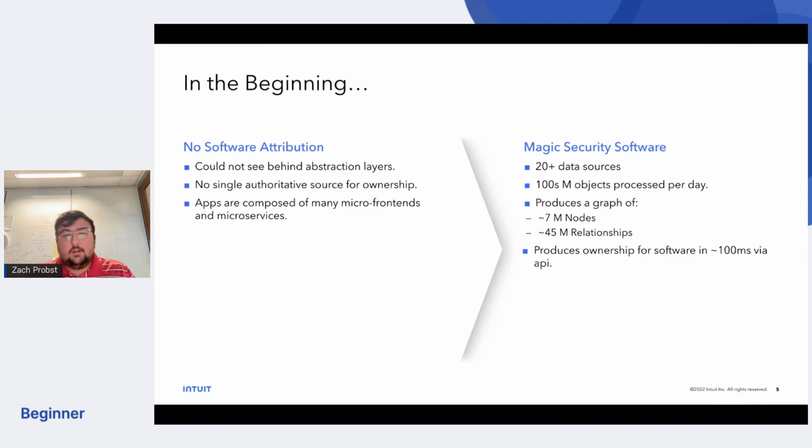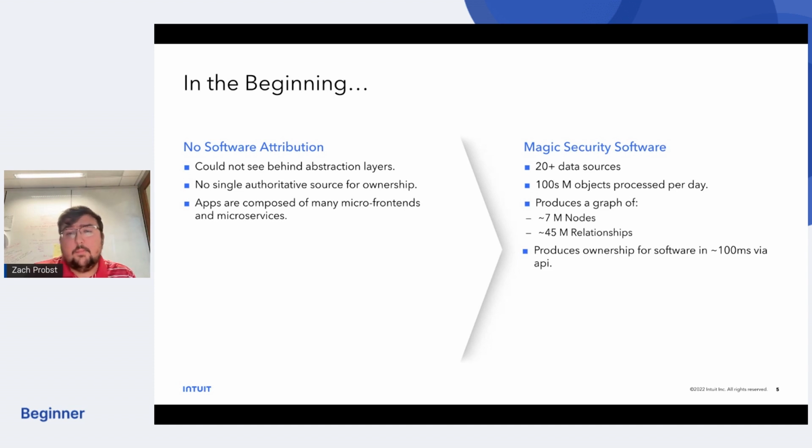To journal our story, in the beginning, Intuit didn't have a great way of attributing software to host names, DNS endpoints out on the internet. It's hard to see behind abstraction layers and content delivery networks and all kinds of other things like that. There isn't a great way other than to manually trace your way through all the applications of Intuit and understand how they interrelate. Applications at Intuit are built from lots of microservices and micro front ends, and so understanding the composition of any endpoint and where a particular security vulnerability may lie is quite difficult.